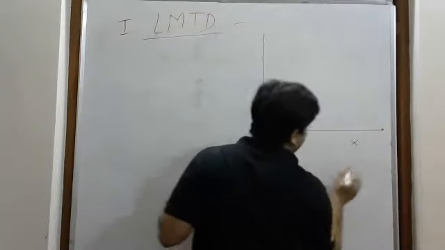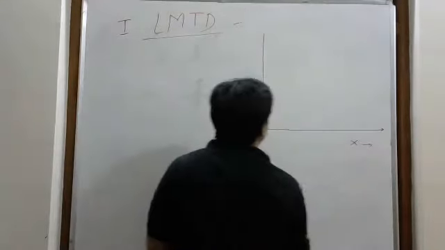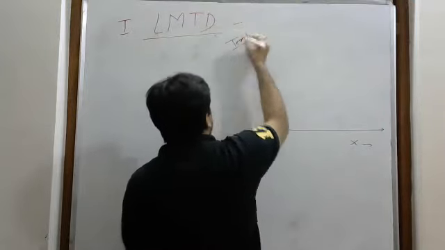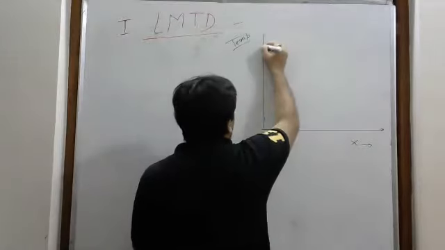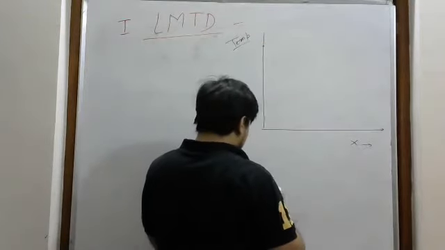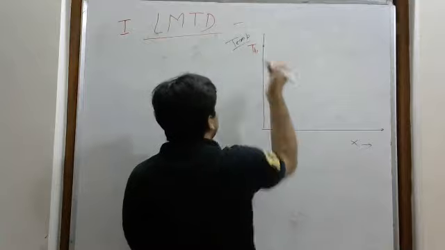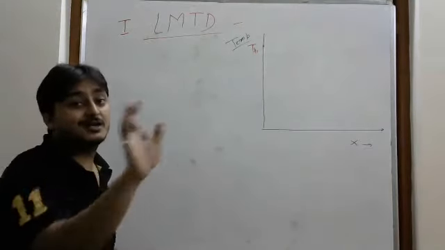This is the length variation, X means length. This is the temperature diagram. This is the temperature axis, and this is the length axis. So I am taking the hot fluid inlet temperature. This is our hot fluid inlet temperature, THI. THI means the temperature of hot fluid at the inlet point.